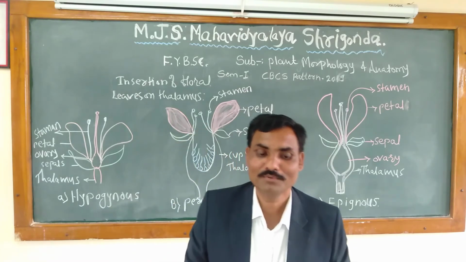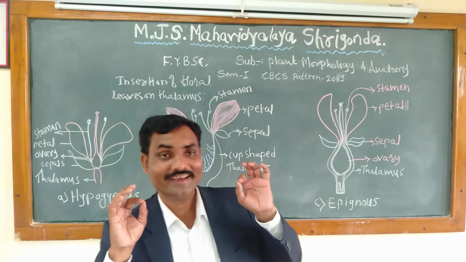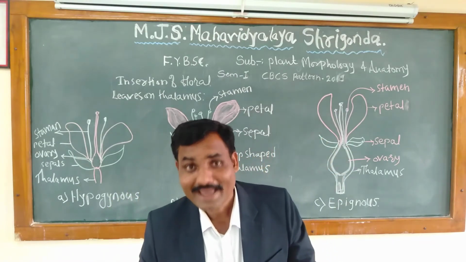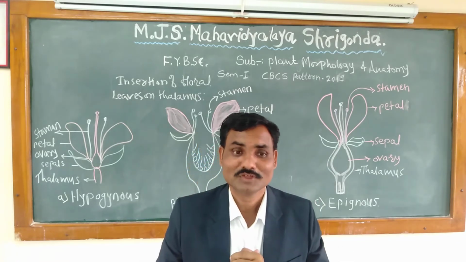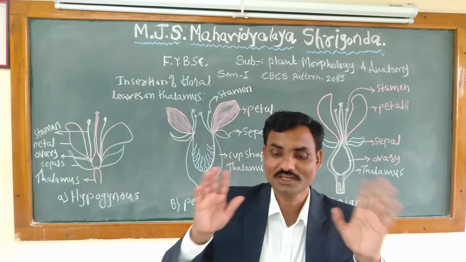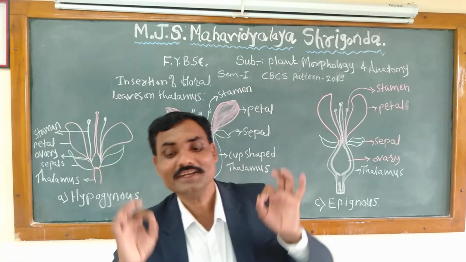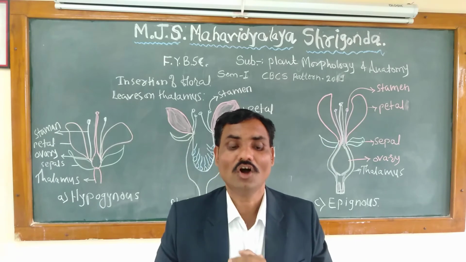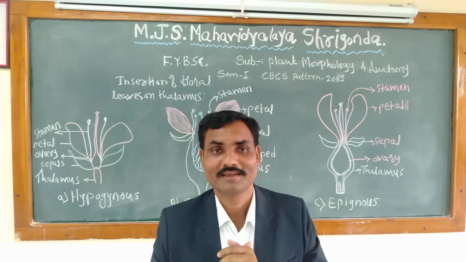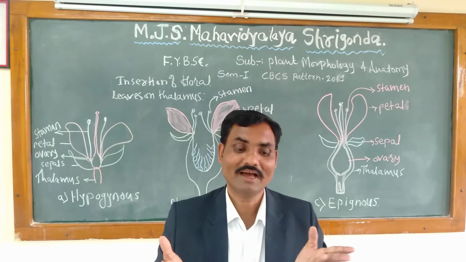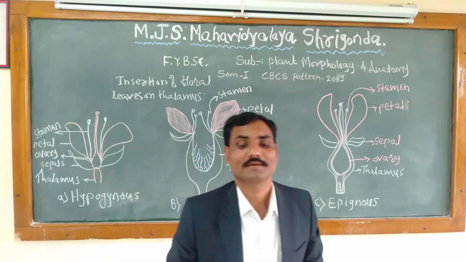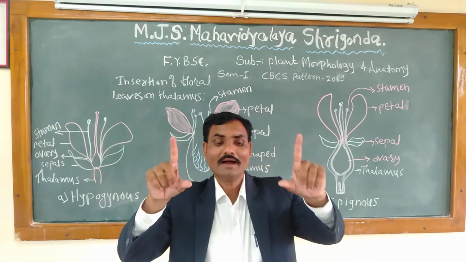On the basis of the mode of insertion of sepals, petals and stamens with respect to gynoecium, there are some variations, and it depends mainly on the relative position of these whorls. On the basis of that, the flowers are divided into different types. First is the hypogynous flower.